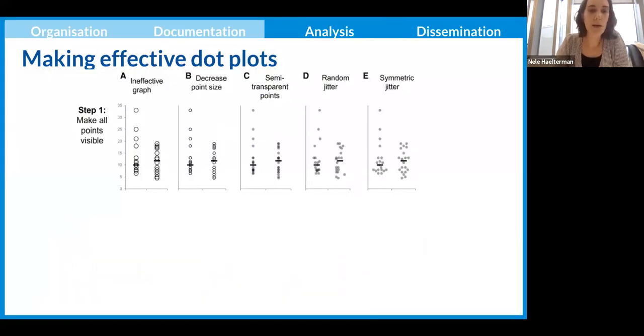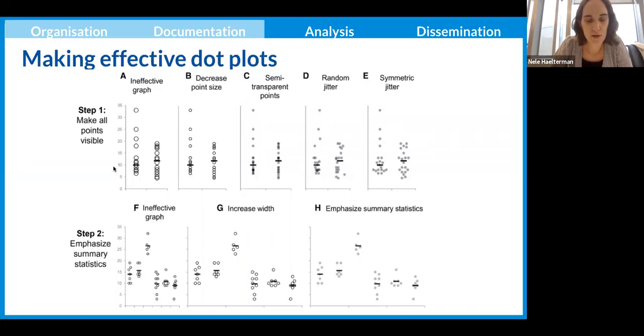So how can you make your dot plots the most effective? I'll try to not spend too much time, but you want to make sure that you can see the individual data points. And you can do this in different ways. You can decrease your point size. You can try to make them semi-transparent. Or if you have a larger data set, you can think about jittering your data points so that they are spread out along the axis more. Next slide.